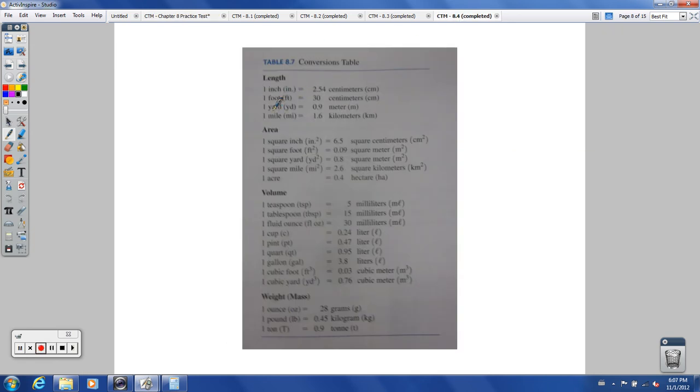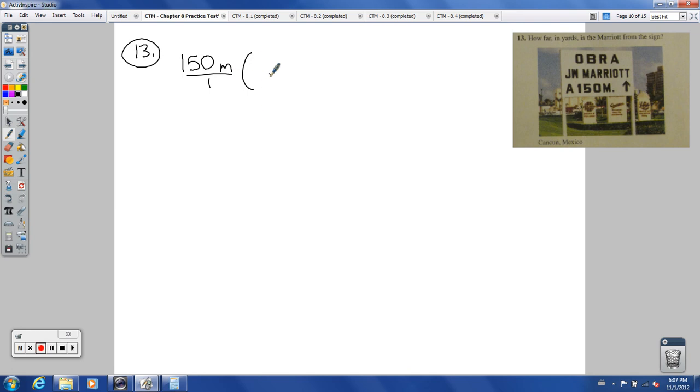In this one, they sure do. 1 yard is 0.9 meters. So we're going to use that, even if it's not the best approximation. We're going to use what it gives us there in the table for the purposes of what we're doing here. So I want to get rid of meters. That goes on the bottom. And this was 0.9 meters to 1 yard. So that's the conversion. It's the unit fraction I'll use for this dimensional analysis. The meters go away.